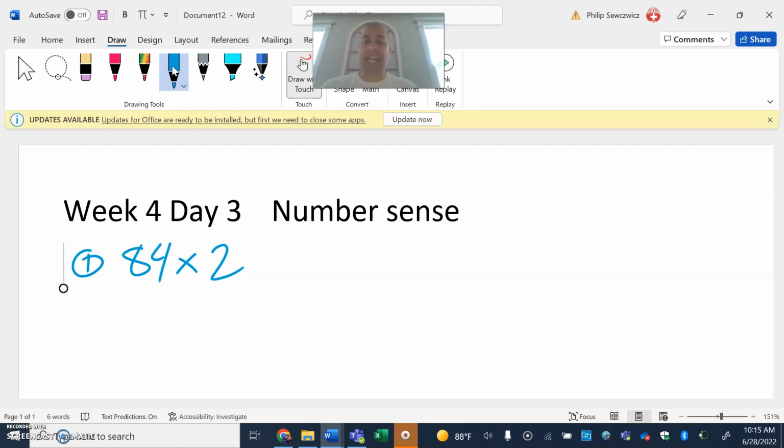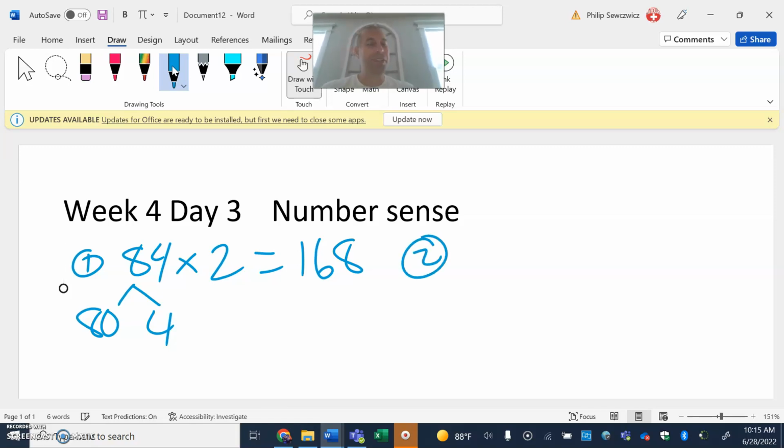So with 84 and 84, I'm thinking 80 and 80, 160. I'm thinking 4 and 4 is 8. So I'm thinking 168. And again, we're using our idea that 84 is really the number 80 plus the number 4. And so we're just doubling it. So 2 80s makes 160. 2 4s make an 8. There's your 168. Question number 2.